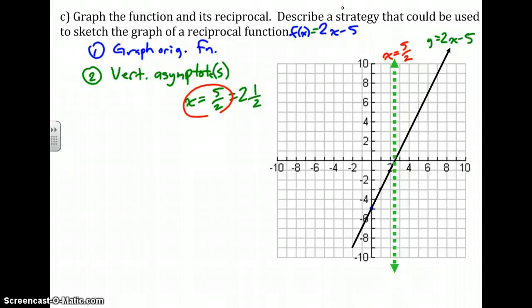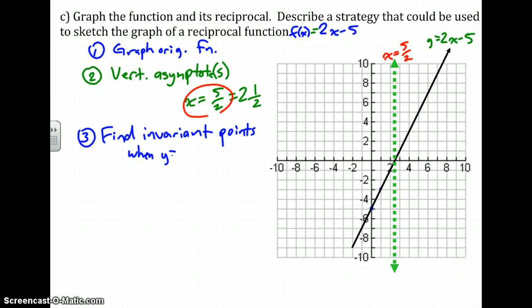Okay, next, an easy step to do is find the invariant points. So remember, invariant points are the ones that don't change from the one function to the next. So the invariant points are always going to be when y equals 1 and y equals negative 1. That's where our invariant points end up. So we should have an invariant point here, and that invariant point looks like it's 3, 1. And here, that's 2, negative 1. So those are going to be invariant points.